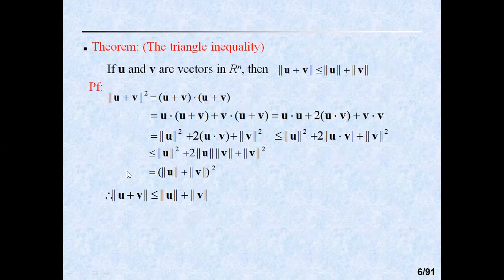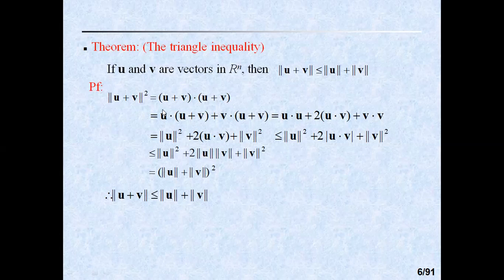Now, let us discuss the triangular inequality. If u and v are vectors in R to the power of n, then norm of u plus v is less than or equal to norm u plus norm v. This is the statement of the triangular inequality. In this, we prove that norm u plus v is always less than or equal to norm u plus norm v.